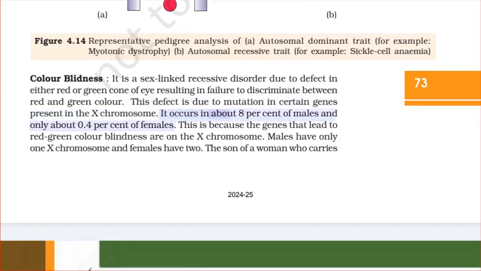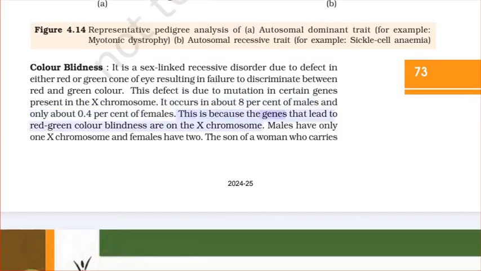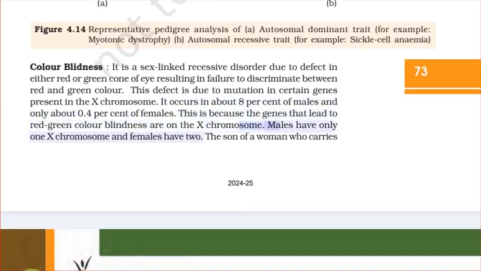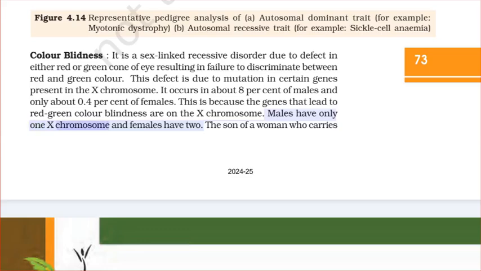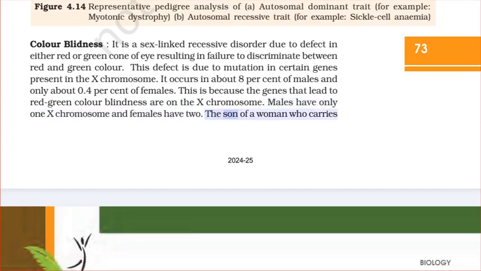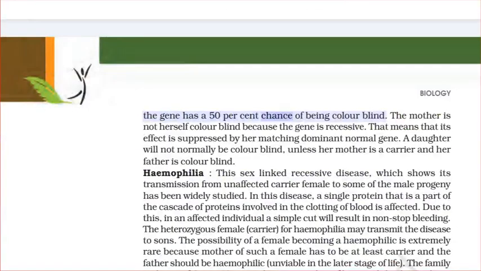It occurs in about 8% of males and only about 0.4% of females. This is because the genes that lead to red-green colorblindness are on the X chromosome. Males have only one X chromosome and females have two. The son of a woman who carries the gene has a 50% chance of being colorblind.